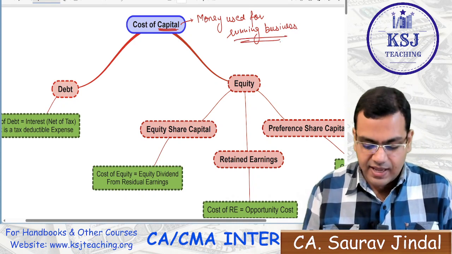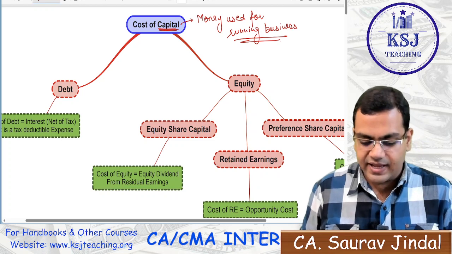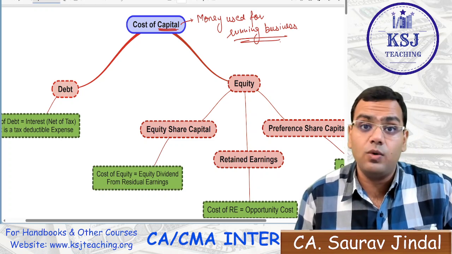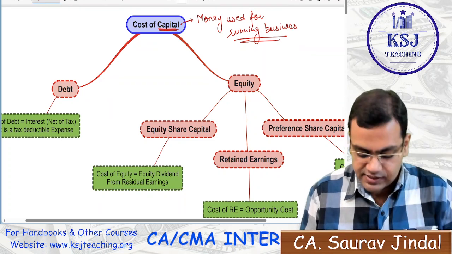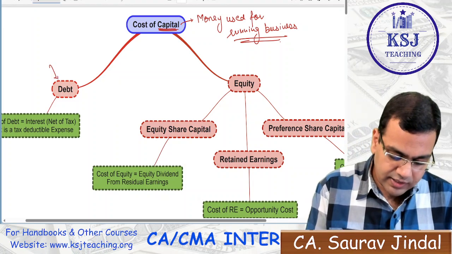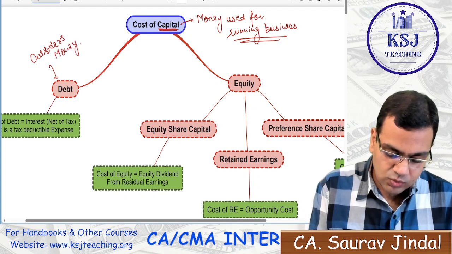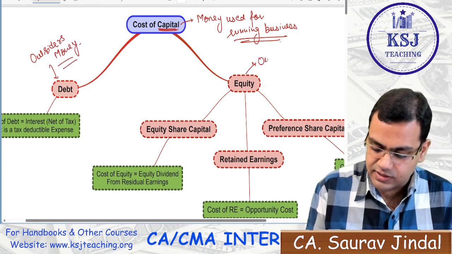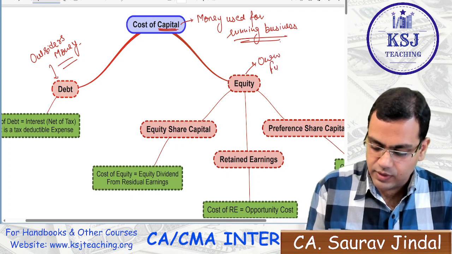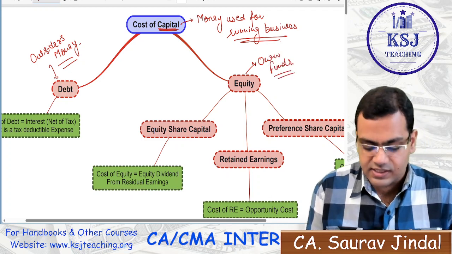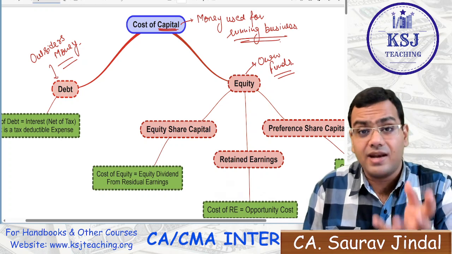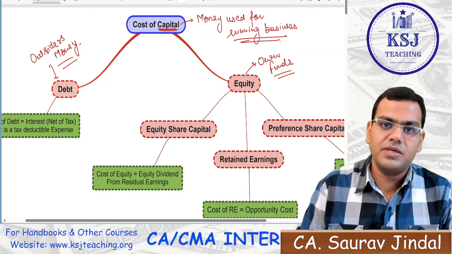Now, this money can be in the form of debt or it can be in the form of equity. What is debt? Debt is outsiders' money. And equity is what? Equity is own funds. This is how you can raise money for running a business.